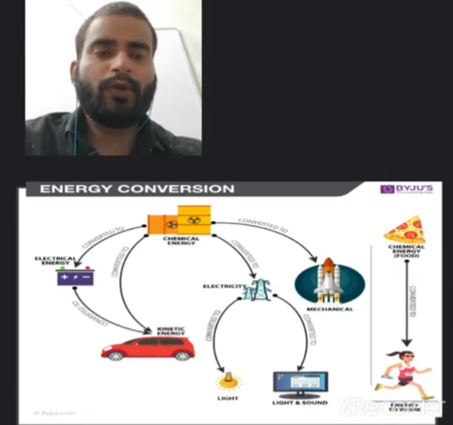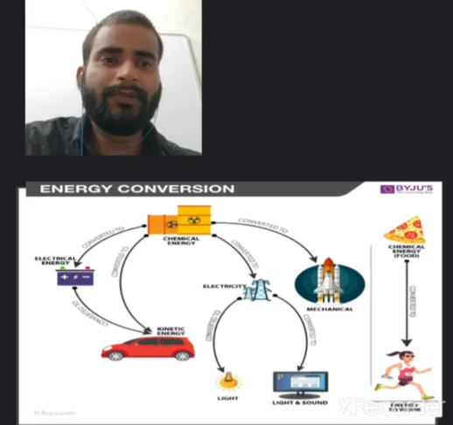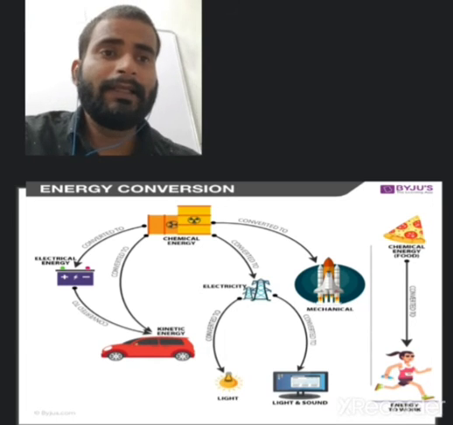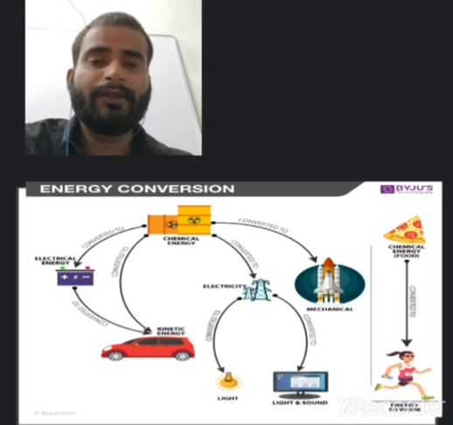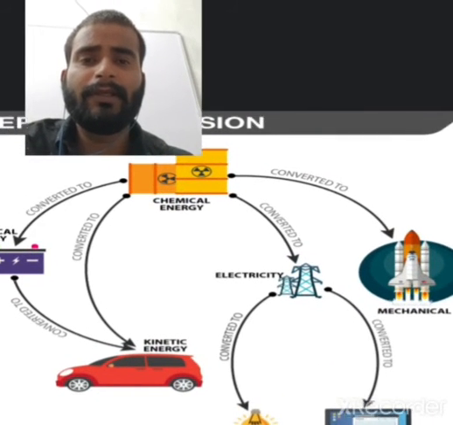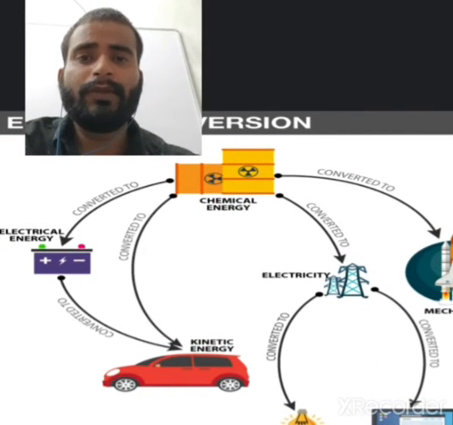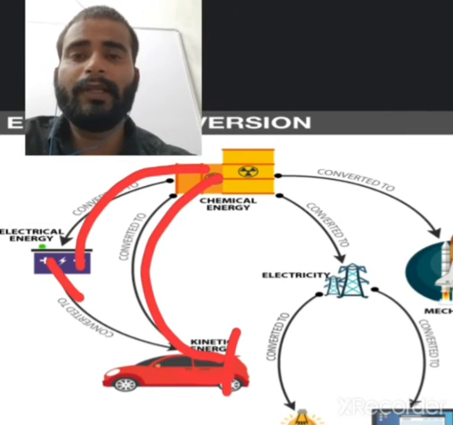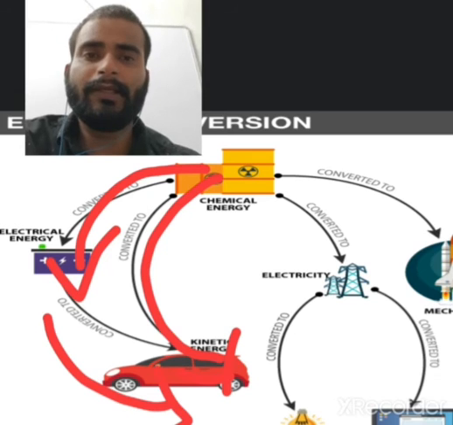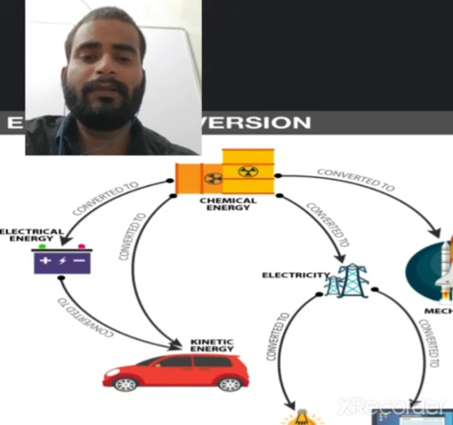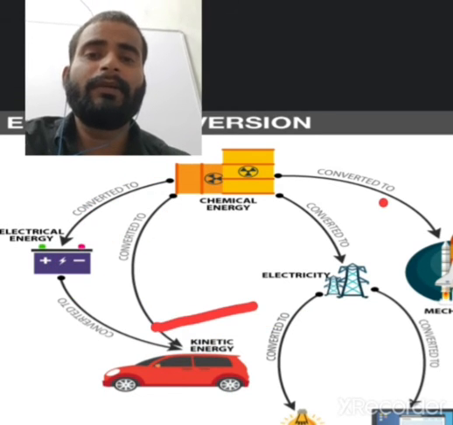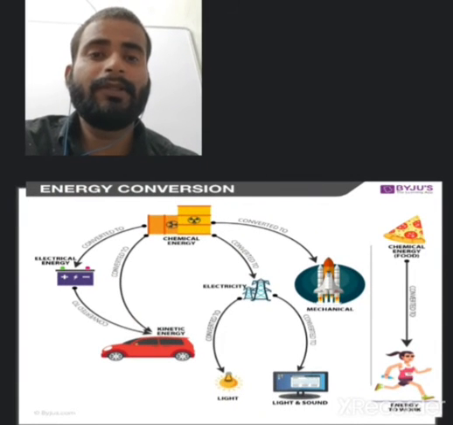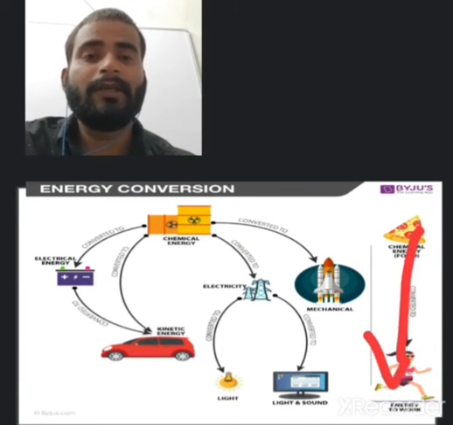Okay, so there are many machines and devices that convert energy from one form to another, like the conversion of chemical energy into electrical energy. Here you can see chemical energy converting into kinetic energy, and chemical energy also converting into electrical energy, then kinetic energy. So energy can be converted in different ways. It is interconvertible.